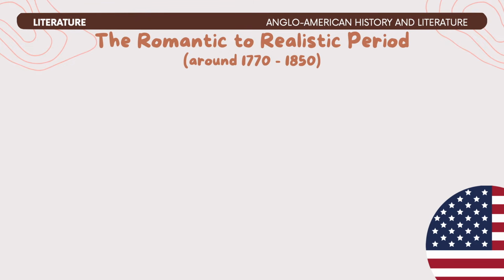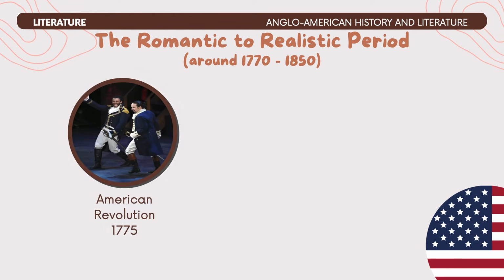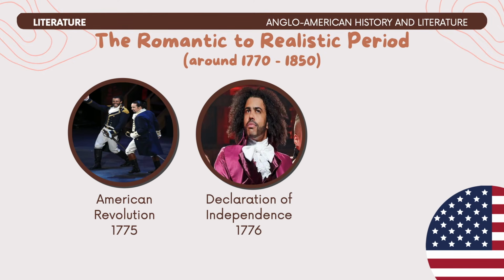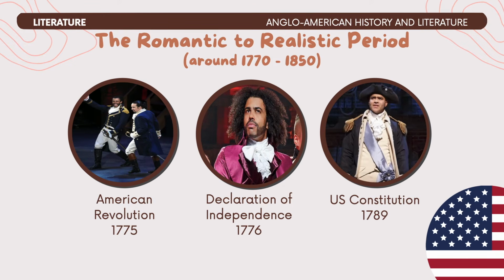In the United States of America, please let me use some references from the ever-famous musical Hamilton. The American Revolution broke out in 1775. The Americans' victory over the English led to the establishment of the American government. The Declaration of Independence was signed in 1776. One of the writers is Thomas Jefferson. Later on, the U.S. Constitution was adopted in 1789, and George Washington became the first president of the Republic.